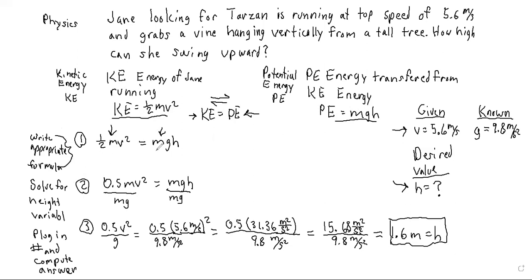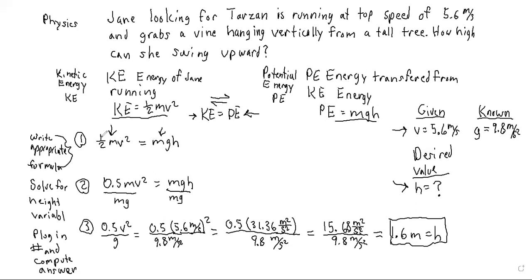Next thing we're going to do is, we know that we're looking for height. So we're going to solve this equation for the variable height, which is h, right? We know m is for mass, v is for velocity, g is for acceleration of gravity, and h is for height. What that means is we're going to use algebra to get the h value by itself on one side of the equation and everything else on the other. So let's go ahead and do that.